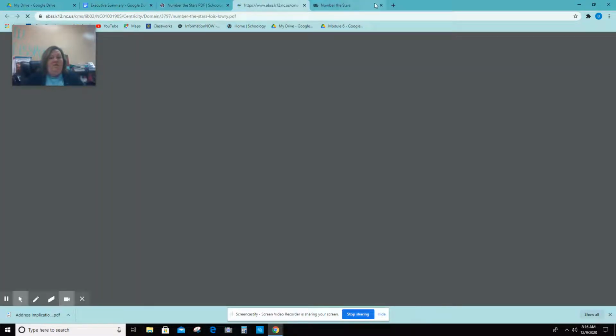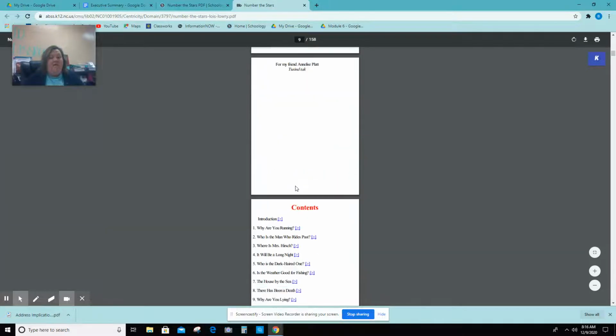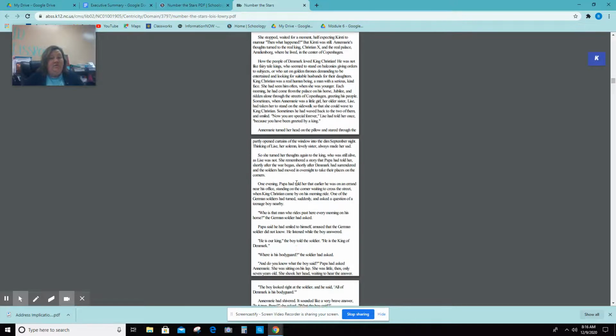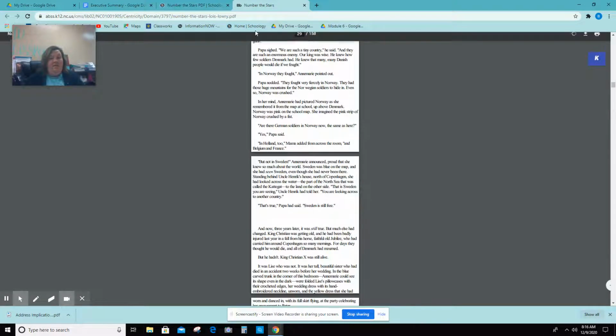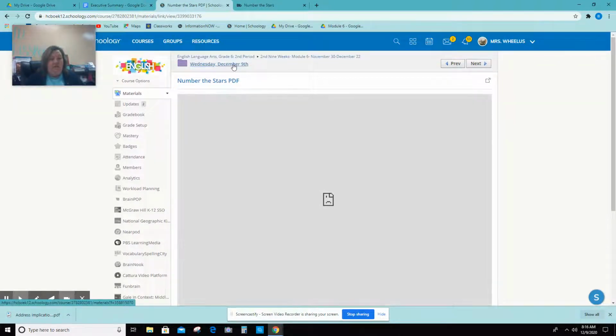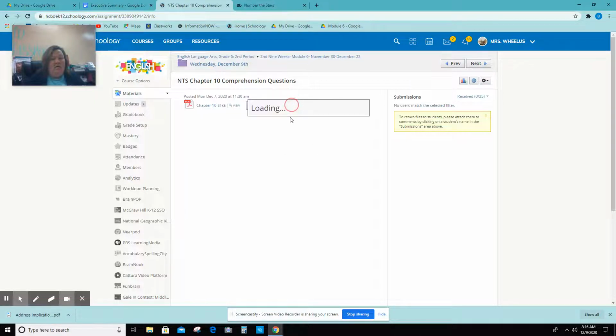And when you do that, it's going to open up a tab. And you just scroll down and you find the chapters that you are needing to read. Okay, you're going to read chapter 10, chapter 11, and chapter 12. When you finish reading, or as you read, you are going to need to answer the comprehension questions, okay? Chapter 10, Chapter 11, Chapter 12. You should be able to open these in Kami.